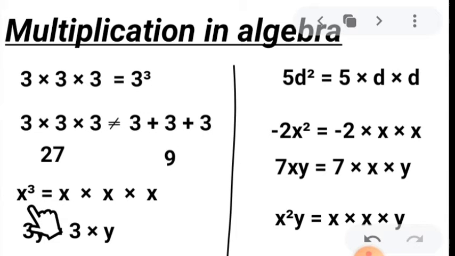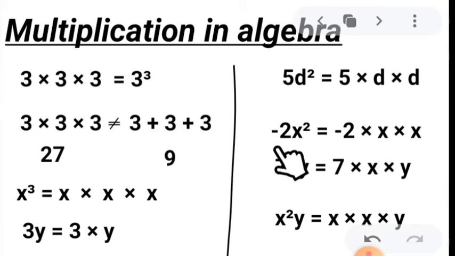We also have another example, x raised to the power 3. It simply means x times x times x. That's x multiplying itself 3 times. 3y is the same thing as 3 times y. Now we have 5d raised to the power 2. It simply means 5 times d times d. The d is raised to the power 2. It means d is multiplying itself 2 times.